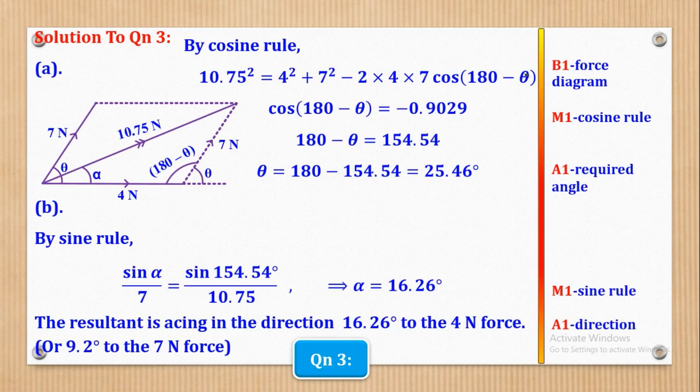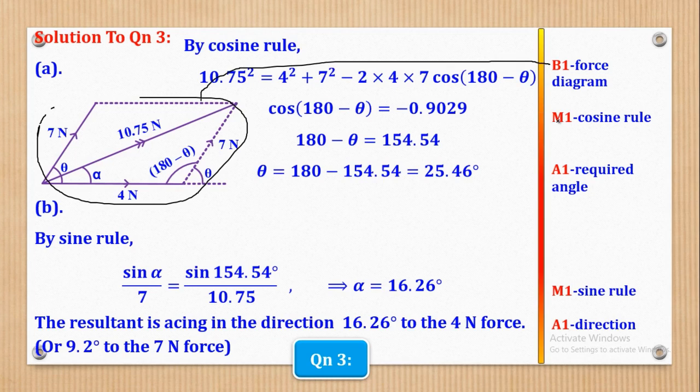So the first mark is for the first diagram, drawing it correctly with a ruler. That's when you can get that first mark, which is B1. The second mark is M1. It is got by substituting in the cosine rule. And the third mark is A1, which is getting the required angle or the value of theta. And then for part B, M1 is for substituting in sine rule, and A1 is for the correct direction. So basically that's how the 5 marks could come about.